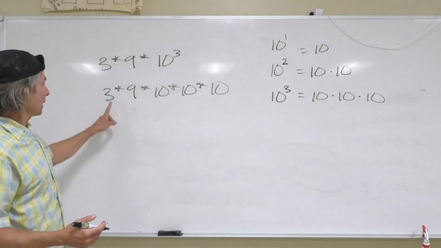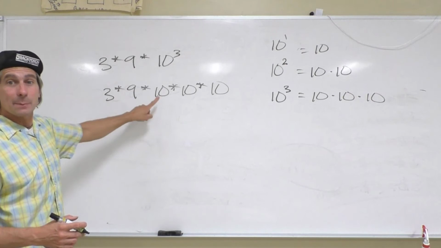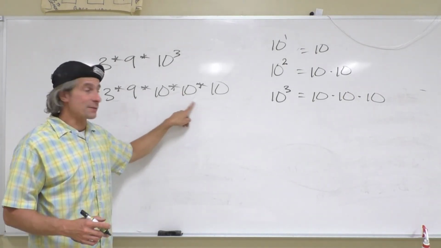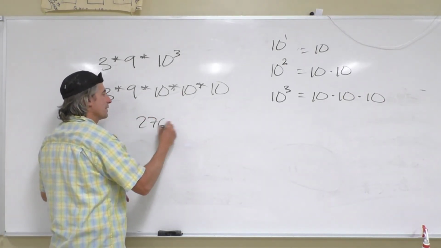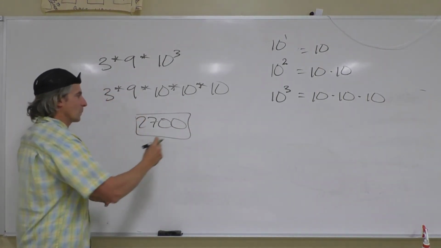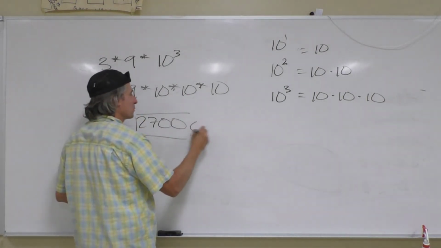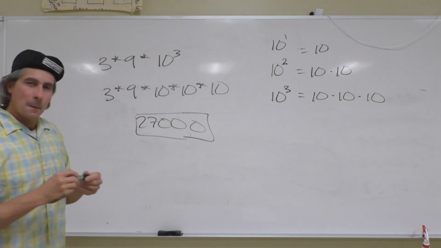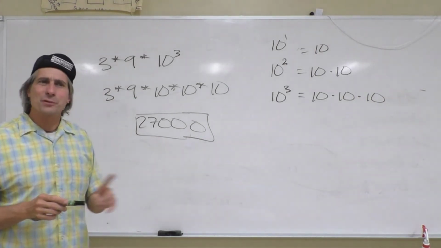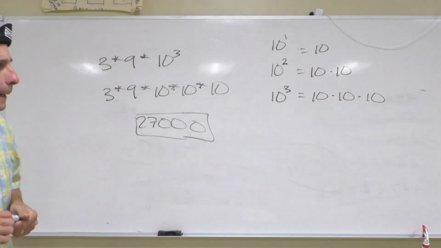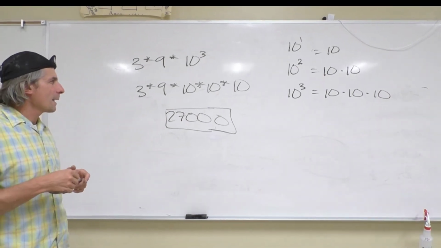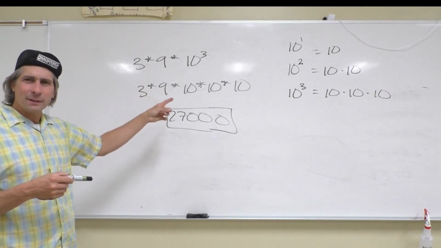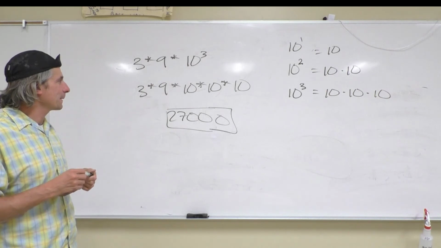So left to right, 3 times 9 is 27, times 10 is 270, times 10 is 2,700, times 10 is 27,000. Oh, I said it but didn't write it. 27,000. That should sound familiar to you. That was the same answer we got a couple questions back. So what was up with that exponent? What's up with that exponent up there?